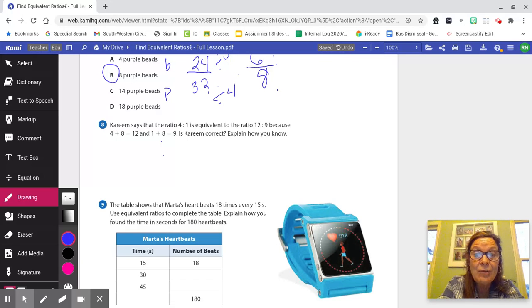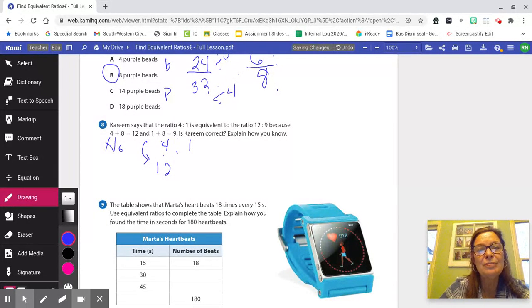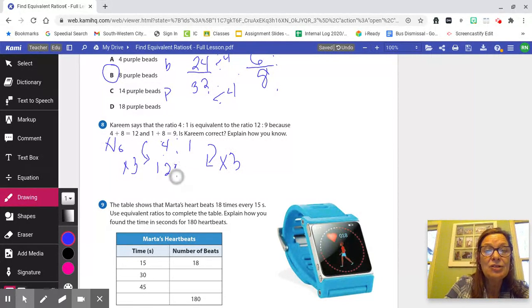The answer to that would be no, he is not correct. No, because if I had a ratio of 4 to 1 and I wanted to make it 12, how many times bigger did it go? 4 times what gives me 12? That would be times 3. So I have to do the same thing over here, times 3. And 1 times 3 is going to give me 3. So 4 to 1 is equivalent to 12 to 3, not 12 to 9.